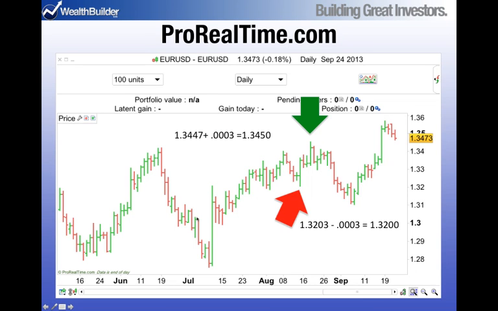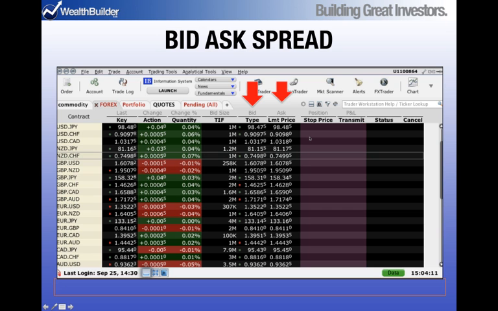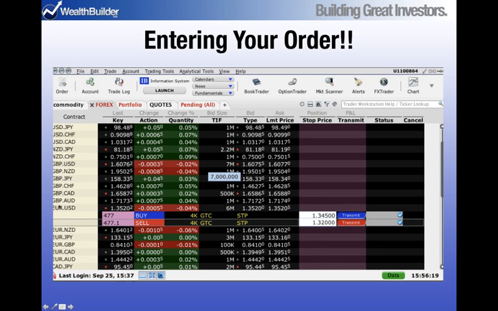So now that we have our position quantity, we're going to go to our trading platform. Now what you're going to do is look for the bid-ask. This is the bid-ask spread I was referring to earlier, where it shows the liquidity. The more liquid something is, the smaller the bid-ask spread is. We're going to find the currency that we want, which is the euro dollar.